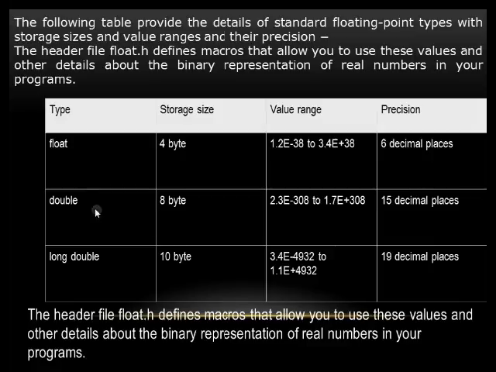So here float, the size is 4 bytes. It ranges from 1.2e minus 38 to 3.4e plus 38. It can go up to 6 decimal places. Double is 8 bytes. The range is 2.3e minus 308 to 1.7e plus 308, and it can go up to 15 decimal places. Long double is 4 bytes, which is 3.4e minus 4932 to 1.1e plus 4932. This can go up to 19 decimal places.